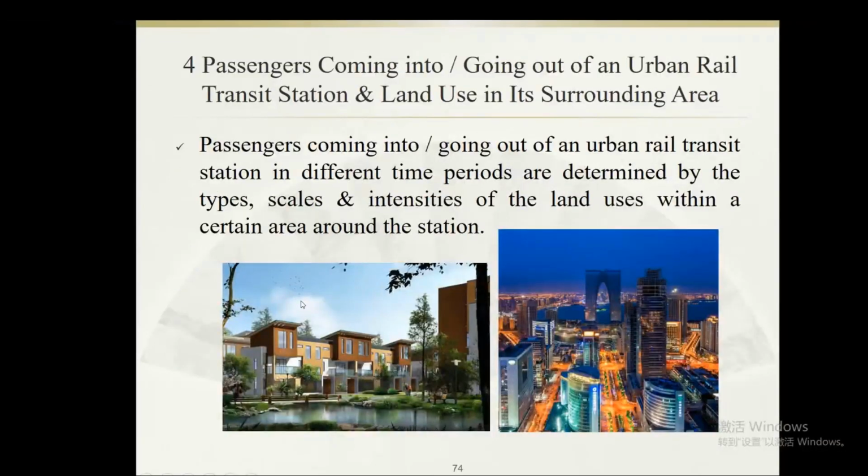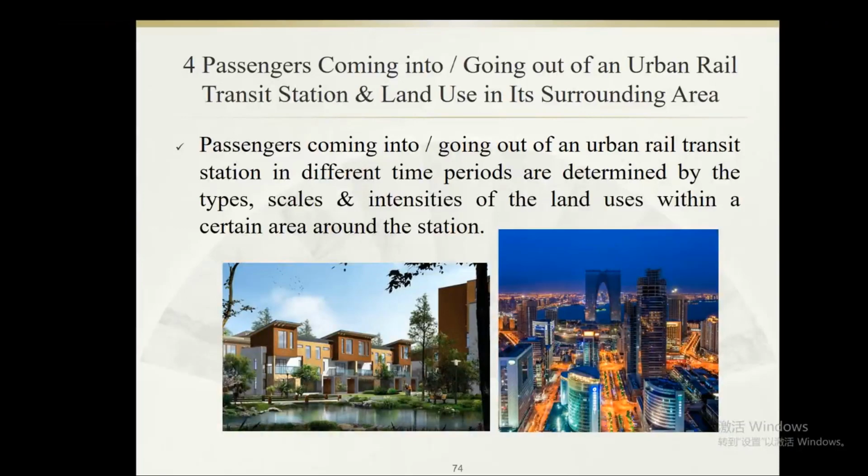This is what I told you. Okay, the first part. Since the passengers are from and to the land uses around each railway station, then what kind of land uses we should focus on is very important. Okay? Then we need to know the passengers coming into or going out of an urban rail transit station and land uses in its surrounding area.